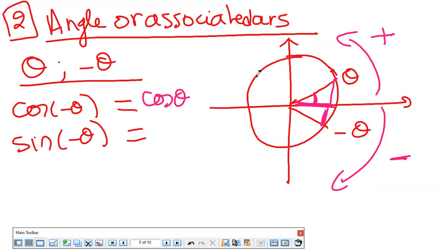Now, if I do the orthogonal projection to find sine, what is sine theta? That's it. It's here. Did you see it? And what is sine minus theta? Are they the same? They are not the same. It's the same distance, but they are opposite. So it's minus sine theta.